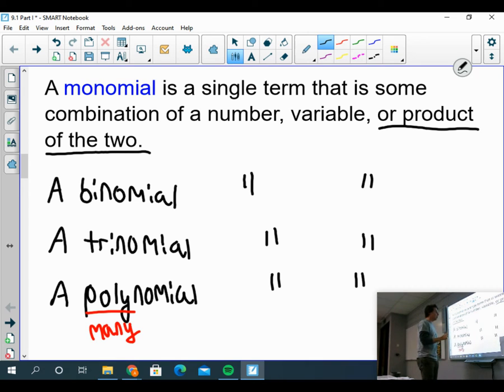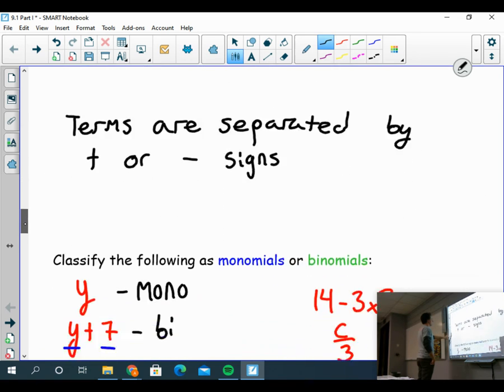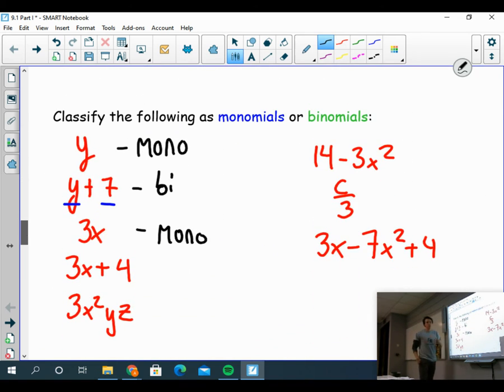What turns it into a binomial is when we have a plus or minus sign in between the 3 and the x. Pluses and minus symbols will determine how many terms there are, not the physical number of numbers or letters, but rather how many times an algebraic expression has a plus or minus sign involved. So this would be a monomial because while there is a 3 and an x, they are multiplied together. 3x plus 4 will be a binomial. Again, we have one plus sign separating the 3x and the 4.